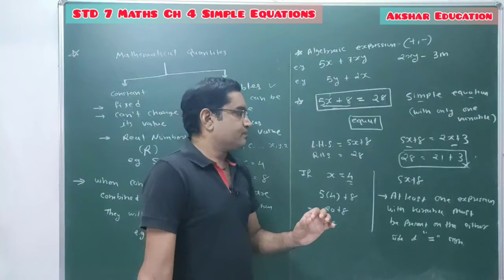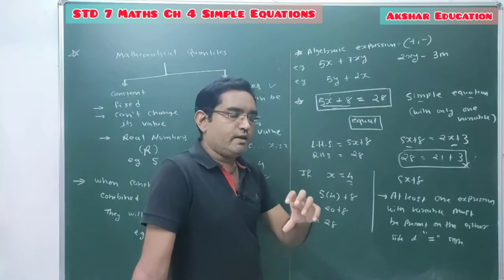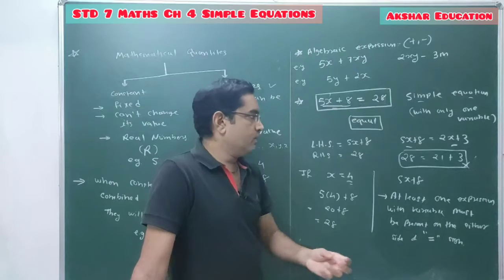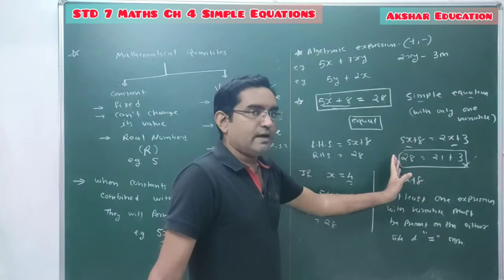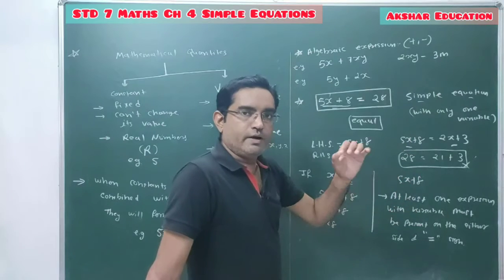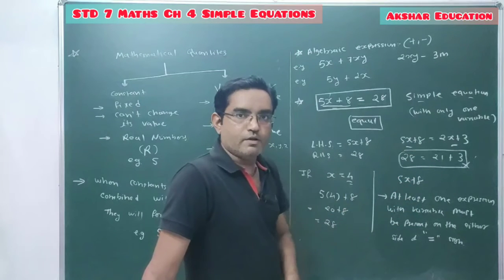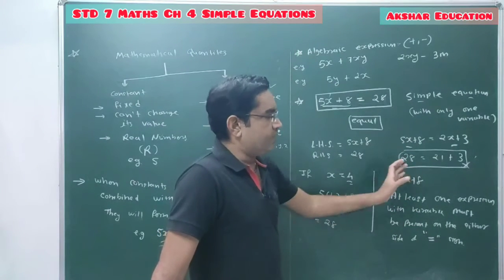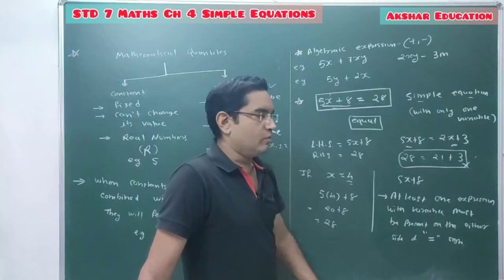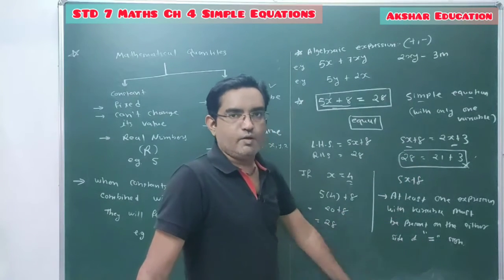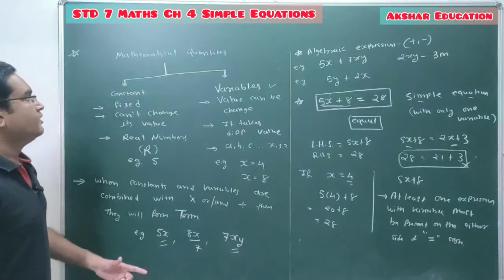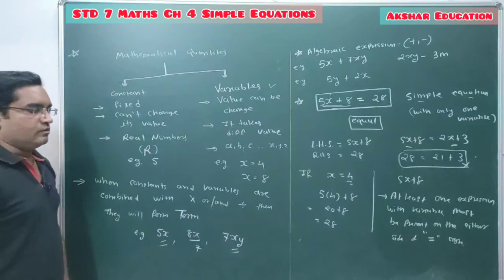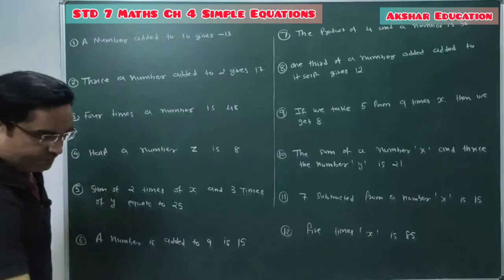So what is the basic requirement for any algebraic expression to be an equation? First condition, an equal to sign must be there, and on either side of the equal to sign, one expression with a variable must be present. Then and only then can we say that the given expression is an equation. Clear, students? So this is the short introduction regarding your simple equation. So pause the video and note.